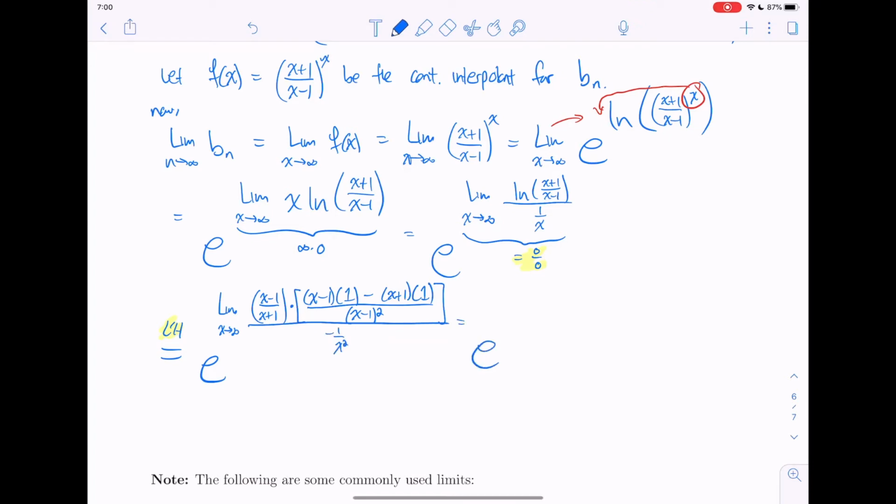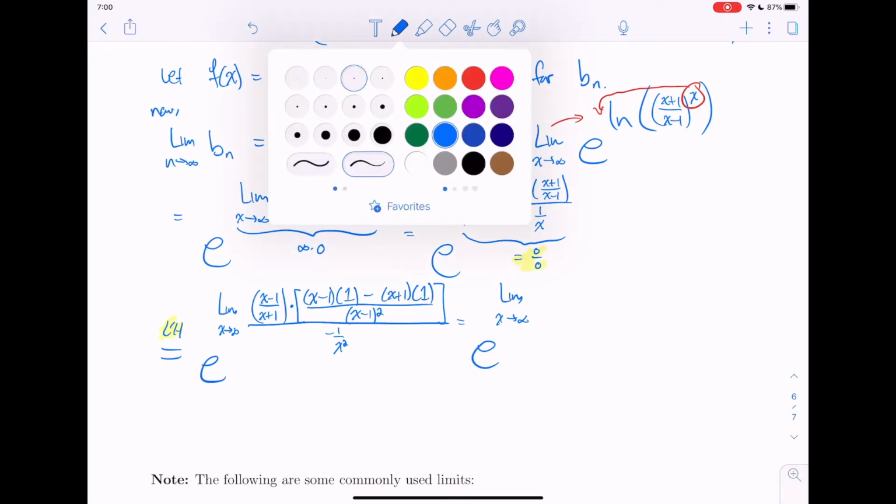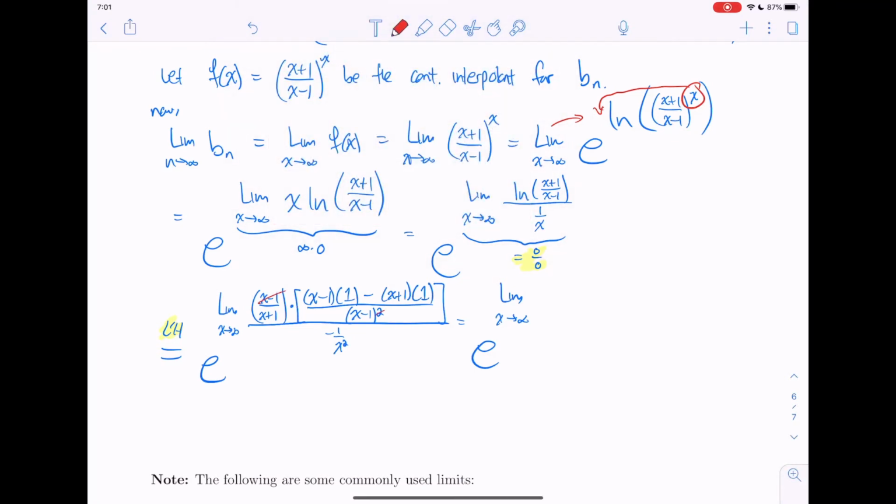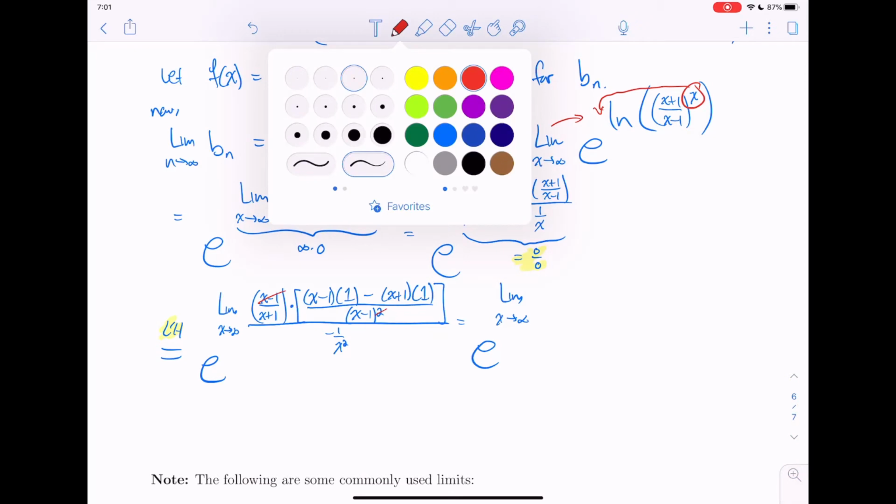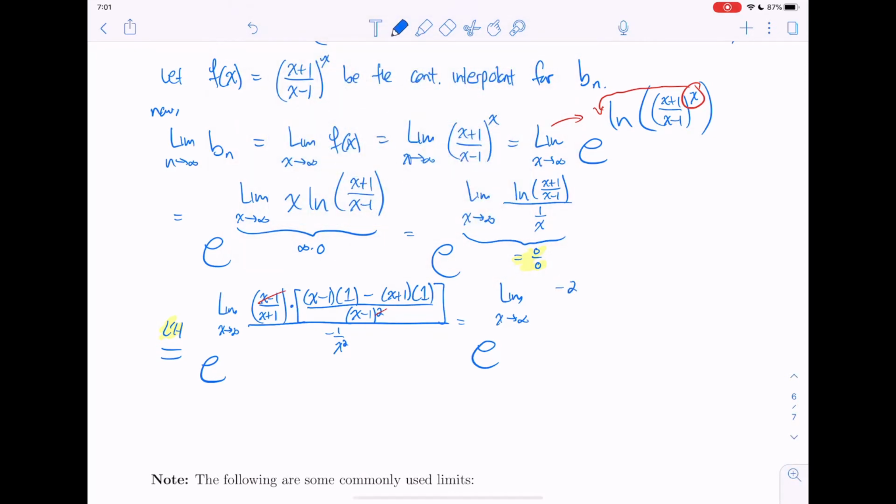So simplifying this, we get e to the limit as x approaches infinity of what? Notice that one of these x plus 1s will cancel with one of those x minus 1s. Upstairs, we're going to get x minus 1 minus x minus 1. So that means we're going to get a negative 2 upstairs over an x plus 1 times x minus 1, all over negative 1 over x squared, which we can clean up significantly.